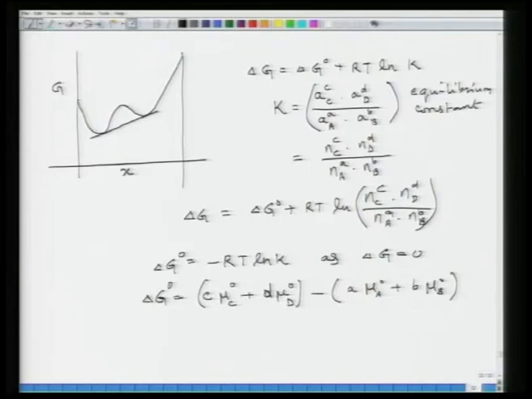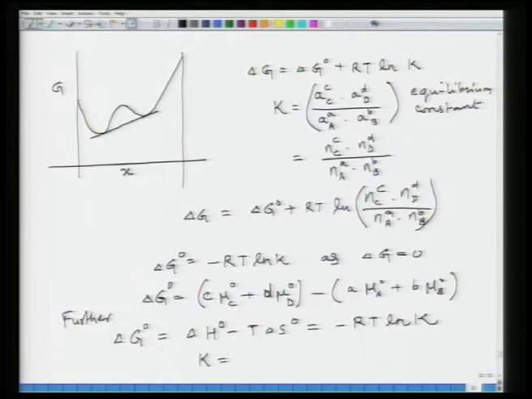Now I can write what delta G naught is. Delta G naught can be expressed in terms of delta H naught minus T delta S naught, which is the enthalpy change in the standard state minus temperature multiplied by the entropy change in the standard state, and this is given as minus RT ln K. So basically what it means is that K is equal to K naught into exponential of minus delta H naught divided by kT.